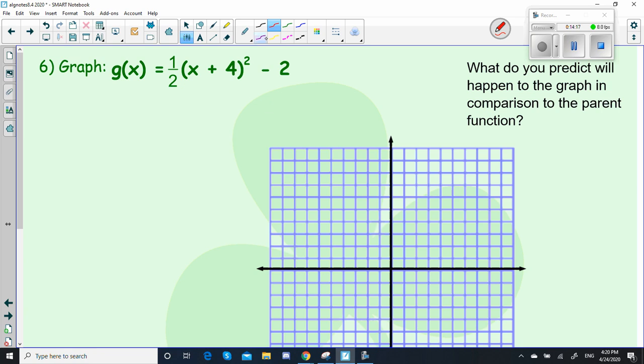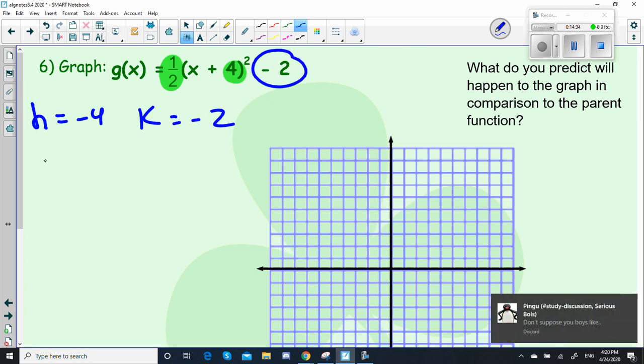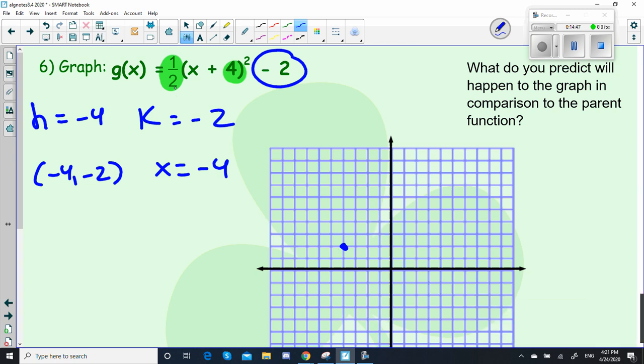All right, so I know some things just by looking at it. I know that 1/2 is a shrink, which means it's going to be wider than the parent function. I know it opens up because 1/2 is positive. I know H is going to be -4. And I know K is -2. There's K right there. So my vertex is (-4, -2). My axis of symmetry is x equals -4. So (-4, -2). I know it's opening up like a smile, and I know it's wider than the parent function.